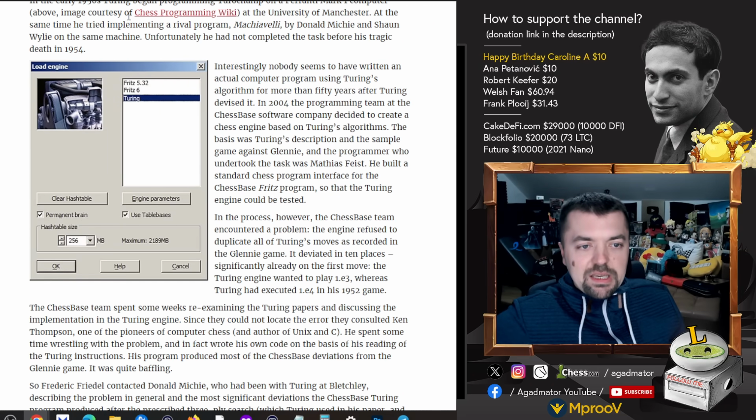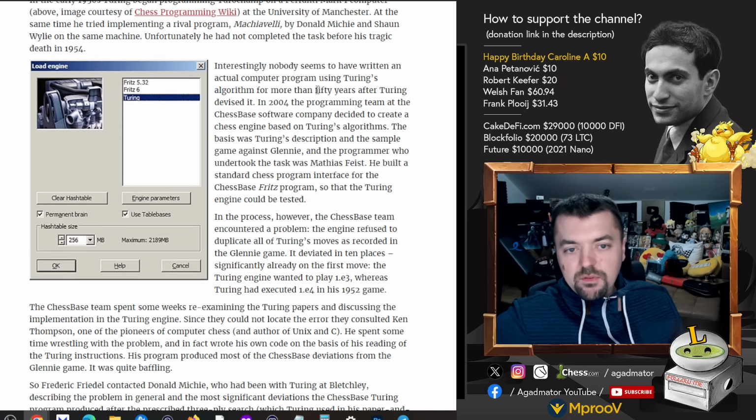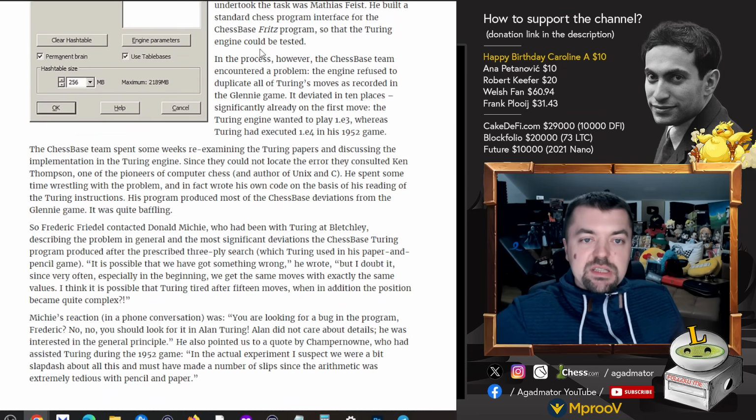So let's go here, and it says in the early 1950s, Turing began programming Turochamp on a Ferranti Mark I computer. We've discussed that in the previous video. At the University of Manchester, at the same time, he tried implementing a rival program, Machiavelli by Donald Michie and Dietrich Prinz, on the same machine. Unfortunately, he had not completed the task before his tragic death in 1954. And now, interestingly, nobody seems to have written an actual computer program using Turing's algorithm for more than 50 years after Turing devised it. In 2004, the programming team at the ChessBase software company decided to create a chess engine based on Turing's algorithms. The basis was Turing's description and the game against Glennie.